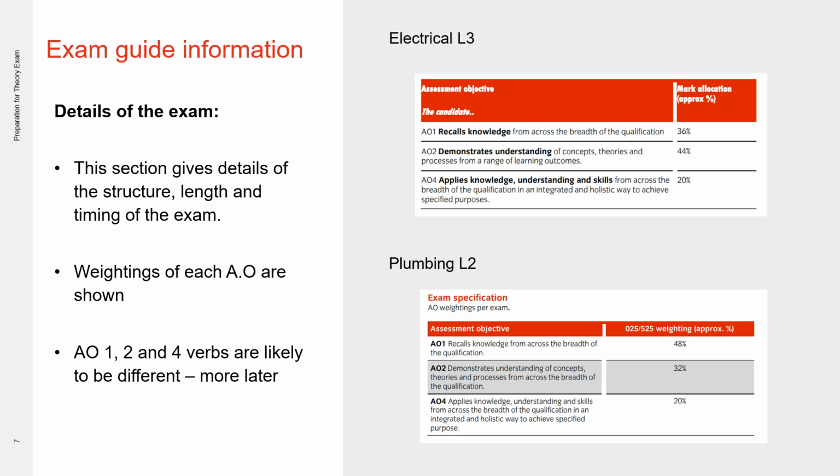In example 1, electrical, level 3, shows that 44% of the exam comes from AO2, that's understanding, whereas level 2, in this example plumbing, the majority, 48%, comes from AO1. So why is this important? Well, it will affect the verbs and the style of questions at each level. The verbs in AO1, 2 and 4 are likely to be different.